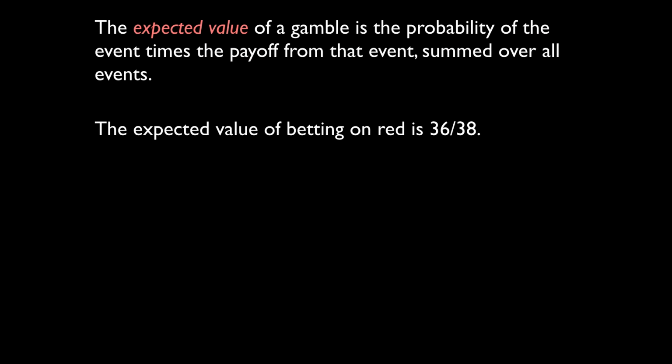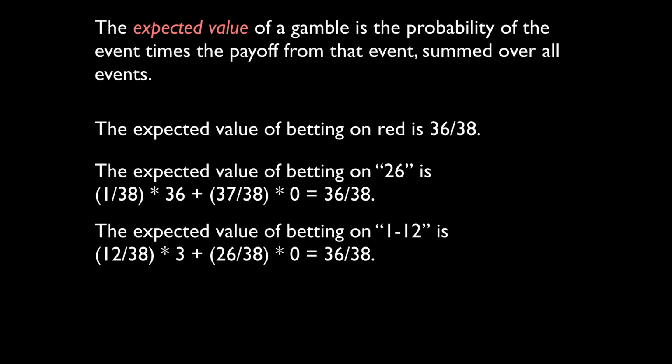All right. So I put it on 1 to 12. The probability of that winning is 12 out of 38, I think. And I'll get 3 chips back. The probability I lose is 26 out of 38, and you get 0 chips back. And that's also 36. That's expected value. Makes sense?